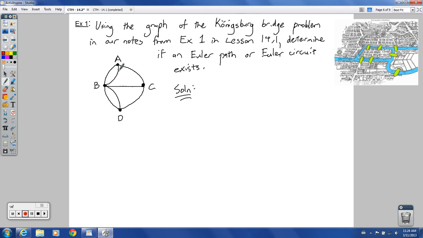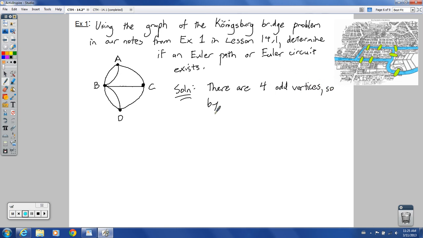So this one has 1, 2, 3. As I go around in a circle around vertex A, I see 1, 2, 3 edges coming out of it. With B, I see 1, 2, 3, 4, 5 edges coming out of it. So I've got 2 odd vertices already. It's not looking good. If I find another odd vertex, we've got too many. So this is 1, 2, 3, another odd vertex, and the fourth one actually happens to be odd as well. So they're all odd vertices. You've got 4, which is more than 2. So we would say something like this. There are 4 odd vertices.